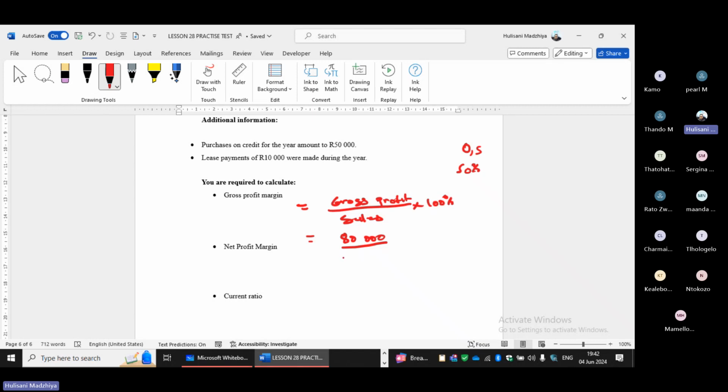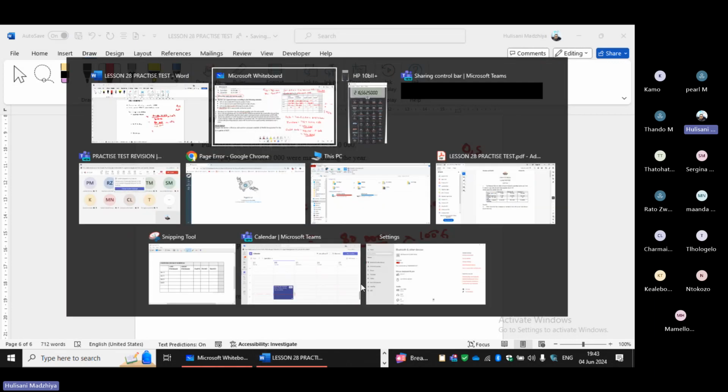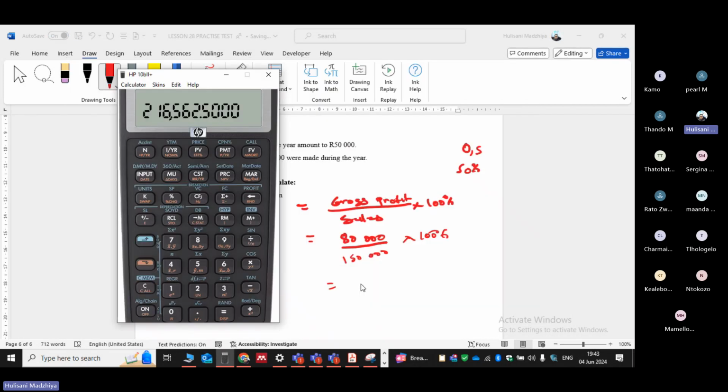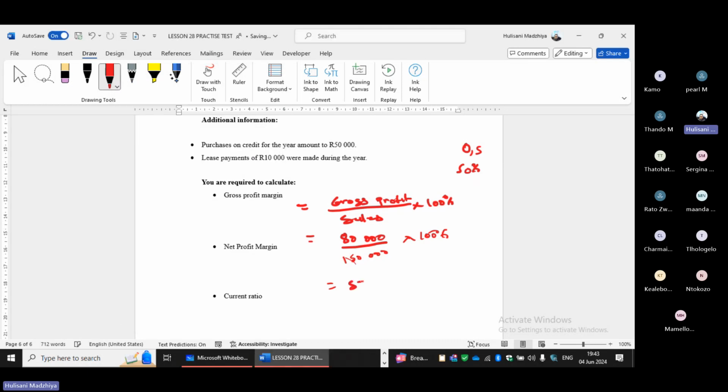So here we've got 150,000, and then multiply this by 100%. We can then use your calculator to calculate the gross profit margin. Gross profit 80,000 divided by 150. So that's 53%. So that's going to be 53.33%. That is going to be the final answer for gross profit margin.